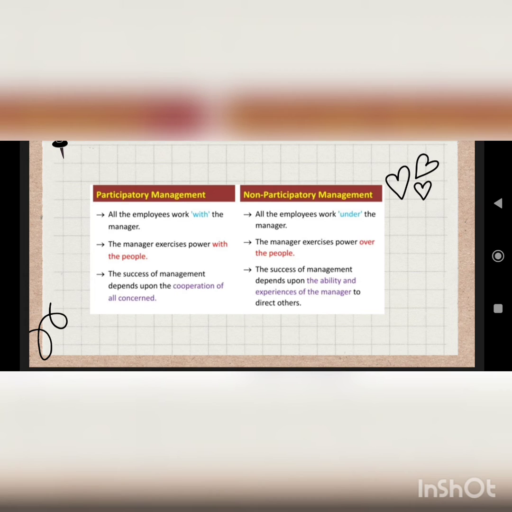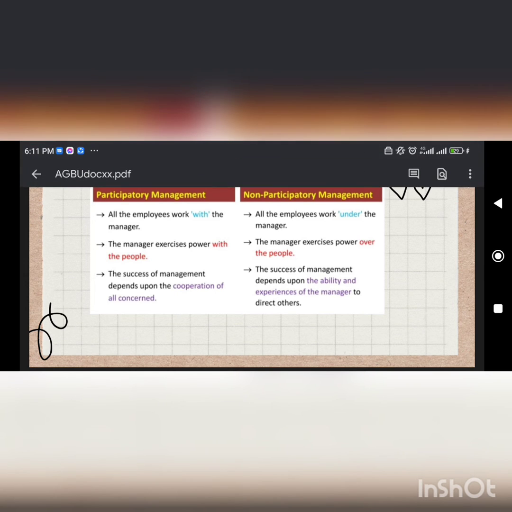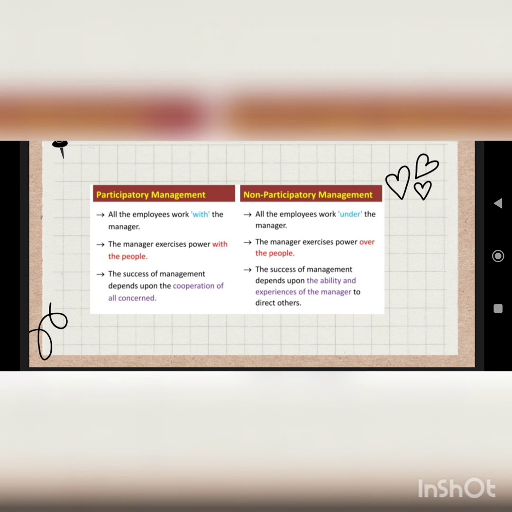In participatory management, the success of management depends upon the cooperation of all concerned. So in participatory management, their success depends on the members and the leaders, on how they collaborate and do teamwork. While in non-participatory management, the success of management depends on the ability and experience of the manager to direct others. So their success depends on the leader, because the leader himself will control the team.